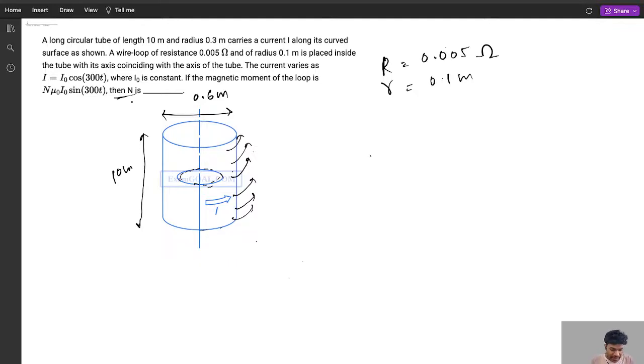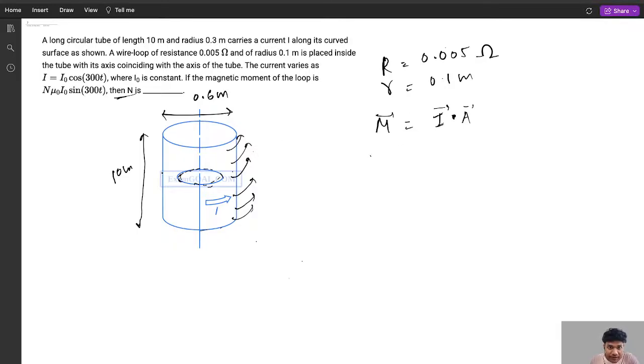Any doubt in the last question? Then I am going to solve this. If I want to find it, our magnetic moment M is equal to current into area, that is I dot A, right? To understand this, magnetic moment, I dot A.